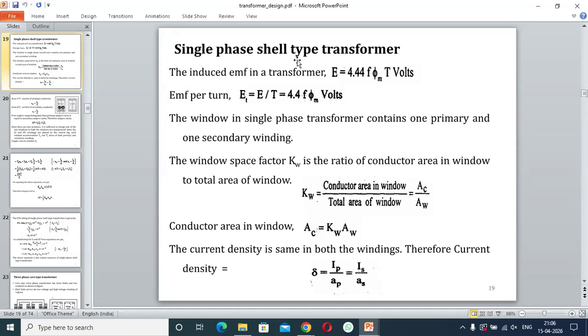That will be the value of the ampere per turns. The window in a single phase transformer contains only the primary and secondary winding. So from here we can find out what the window space will be. Now let's calculate the window space. The total window space factor Kw can be given as the conductor area in the window divided by the total area of the window.